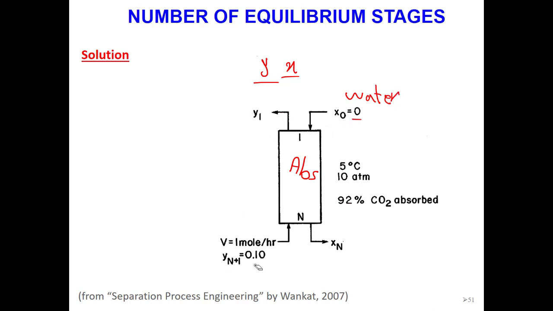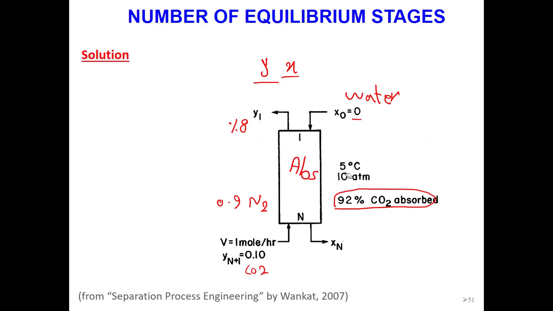I have CO2 and nitrogen coming from the bottom. I have 10% CO2 in my stream. This is the CO2, which is the solute, and 90% is nitrogen. Then I want to absorb 92% of the CO2. From the CO2 that I have at the beginning, I want to absorb 92% and have only 8% of the initial CO2 leave at the top.